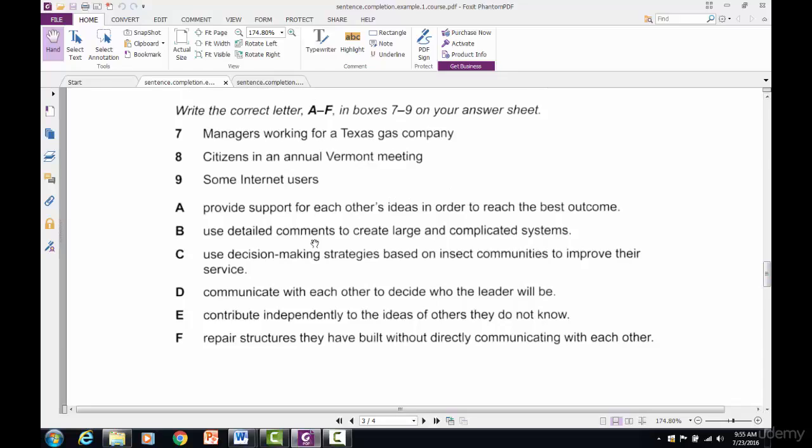Choice B, no, nothing about comments in complicated systems. Communicate to decide who a leader would be. D is wrong. Some internet users. Yes, F is our correct answer. Repair structures they have built without directly communicating with each other. Yes, this choice F is a synonym for that sentence, because we see this choice F is talking about doing something without directly communicating with each other. No physical contact. Also, the example mentioned indirect communication. So the correct answer here is F. F is our answer with synonym language.